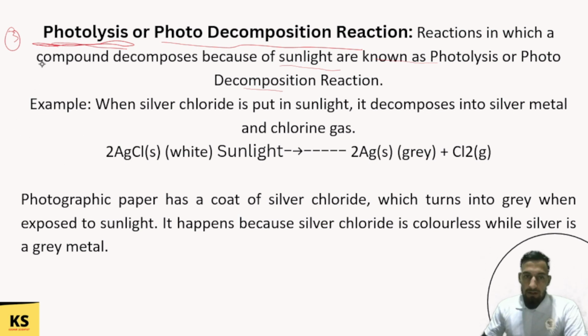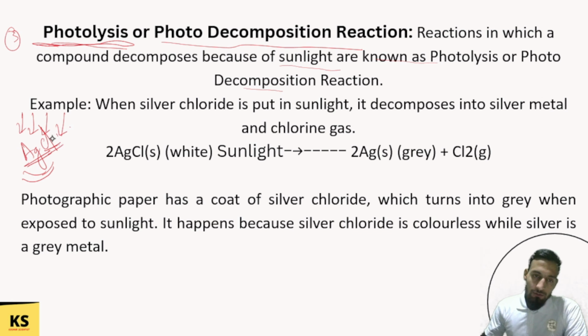For example, when we take silver chloride, AgCl, in a beaker or a cup, and supply it with sunlight, for that we keep it outside in the sun. When we keep it in the sun, sunlight falls on it, and its color becomes gray.